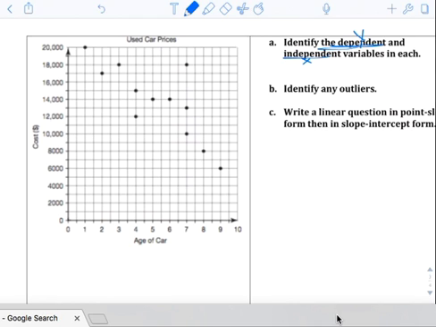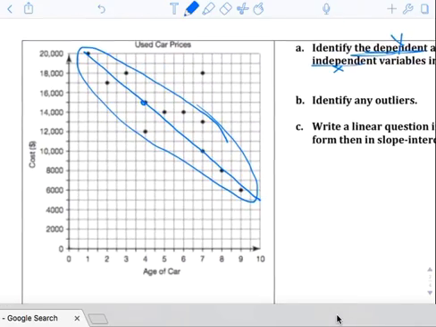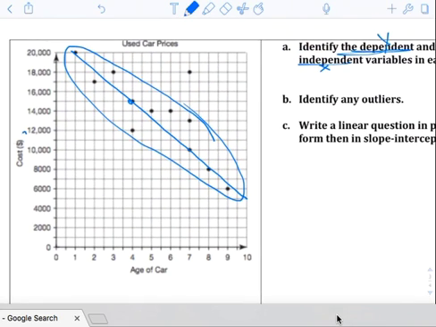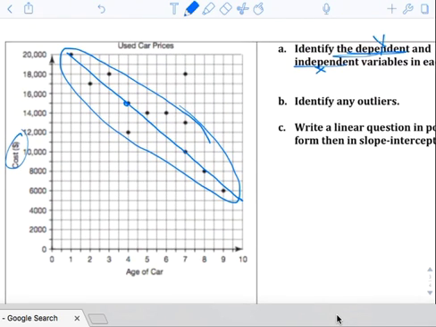Identify. Okay, let me circle these. And these right here look like the center of all the dots. Now, the dependent is the cost, and the independent is the age of the car. Okay, outlier. This is the outlier right there. 7 and 18.